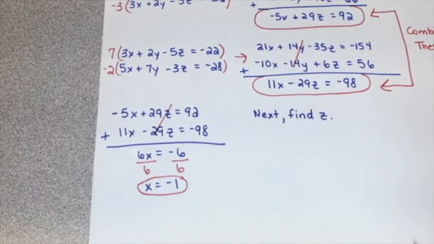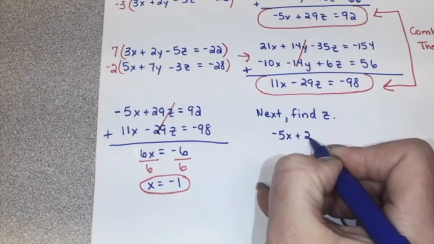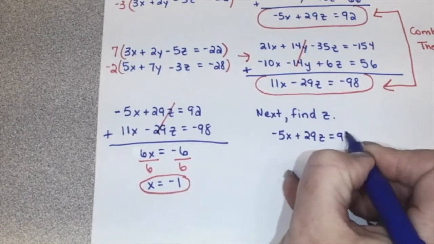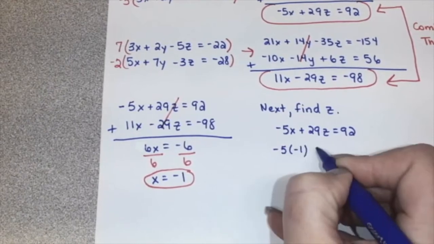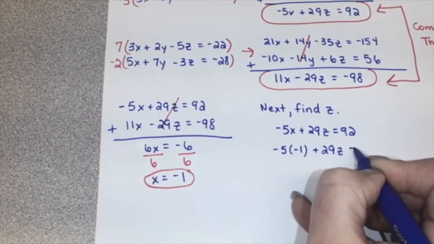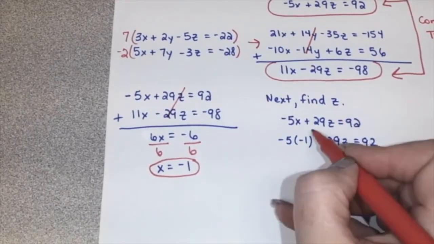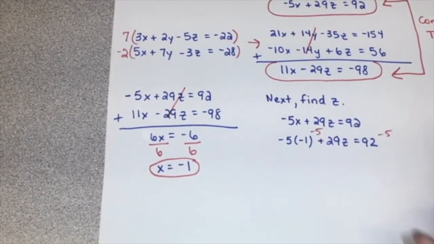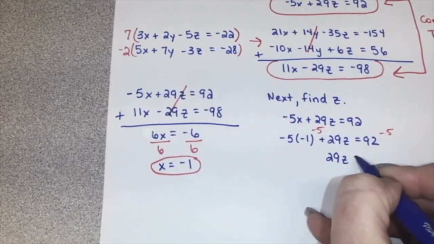Because I have an equation with just x and z in them. So I'm going to use this one maybe. But it doesn't matter which one I use, because remember it's supposed to work for both. So plug in negative 1 for x, and then see if you can figure out what z is. So this would be plus 5, so to get rid of it, I'm going to subtract it. So I'm going to get 29z equals 87.